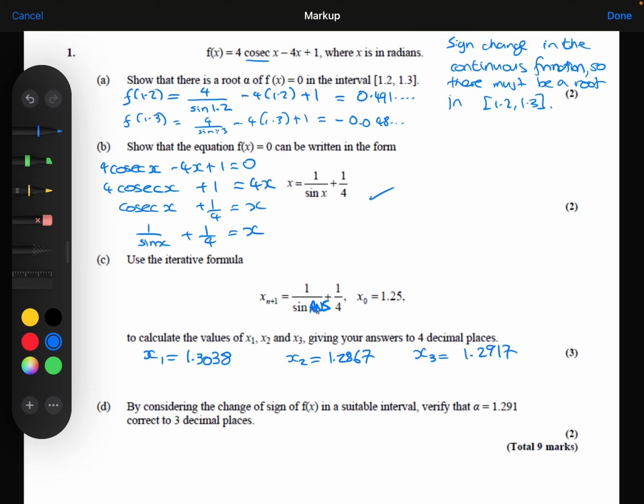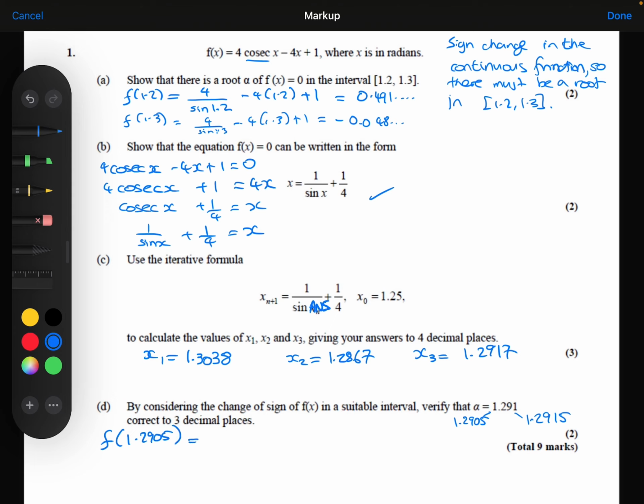Part D. By considering the change of sign of f of x in a suitable interval, verify that alpha equals 1.291 correct to 3 decimal places. My suitable interval will be the upper bound and the lower bound of alpha. So the lower bound is 1.2905, the upper bound is 1.2915. Let's substitute those into the function. So f of 1.2905.